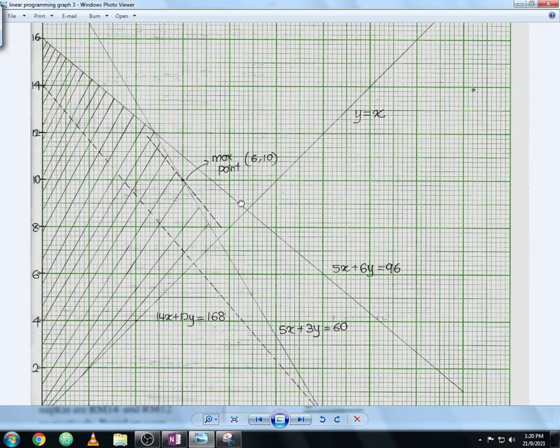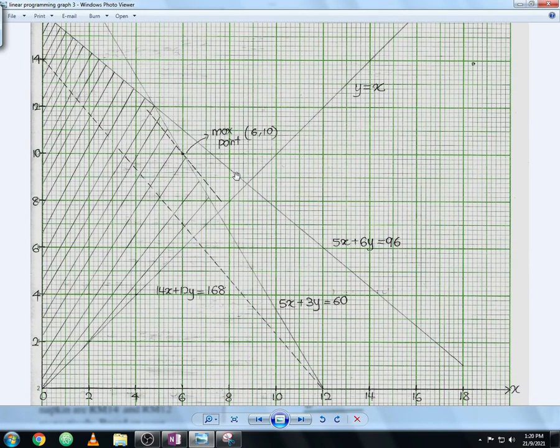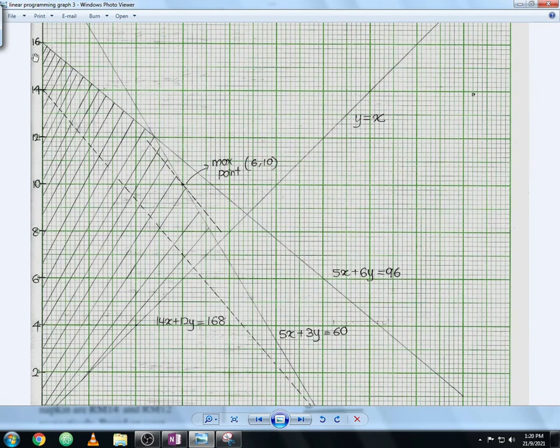Our first constraint mentioned here is 5x plus 6y less than or equal to 96. But if you want to plot your graph, you need to remove the inequality and put the equal sign first. So from here, 5x plus 6y equals 96. How I plot this graph is very simple. I use the y-intercept, which is actually 16. That will be my first point.